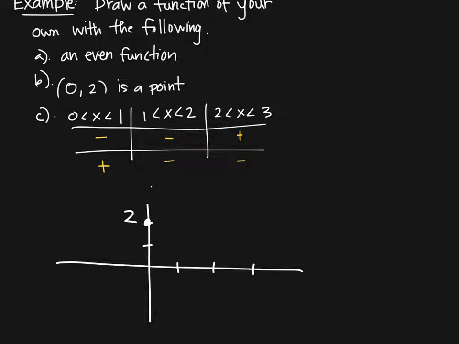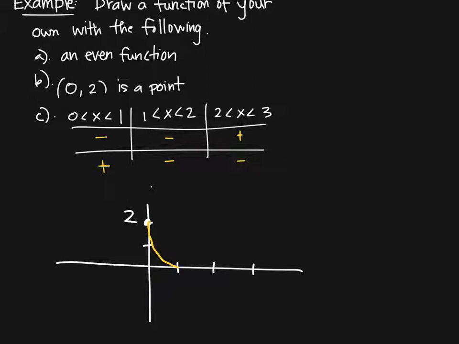And then I've got information telling me what's going on from 0 to 1, and 1 to 2, and 2 to 3. Okay, what's going on? What kind of a shape do I draw between 0 and 1, according to the plus minus? Negative slope, so it's going down, and then concave up. All right, so as I draw that, it's going to look something like that. It's going down, but it has concave up shape.